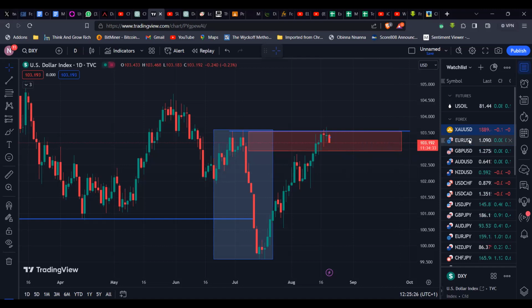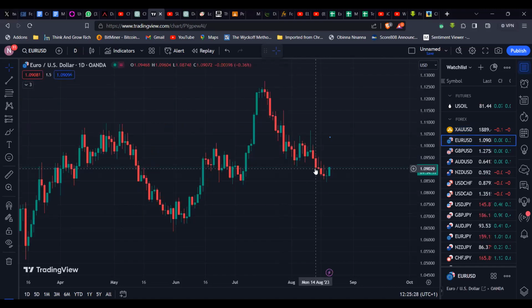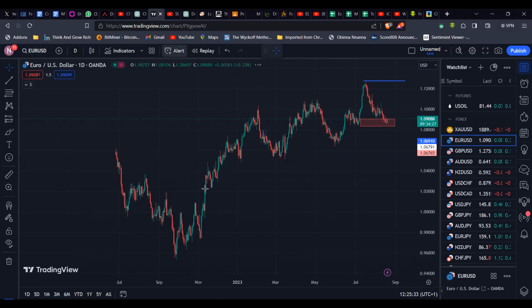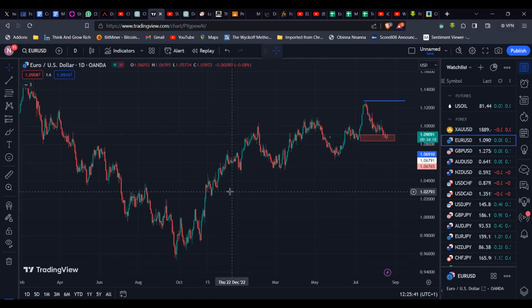So with that in mind, we go over to EURUSD. You see what I was mentioning here. The DXY is basically inversely proportional to the XXX USD pairs. So where the DXY is bearish, XXX USD pairs would be looking bullish.